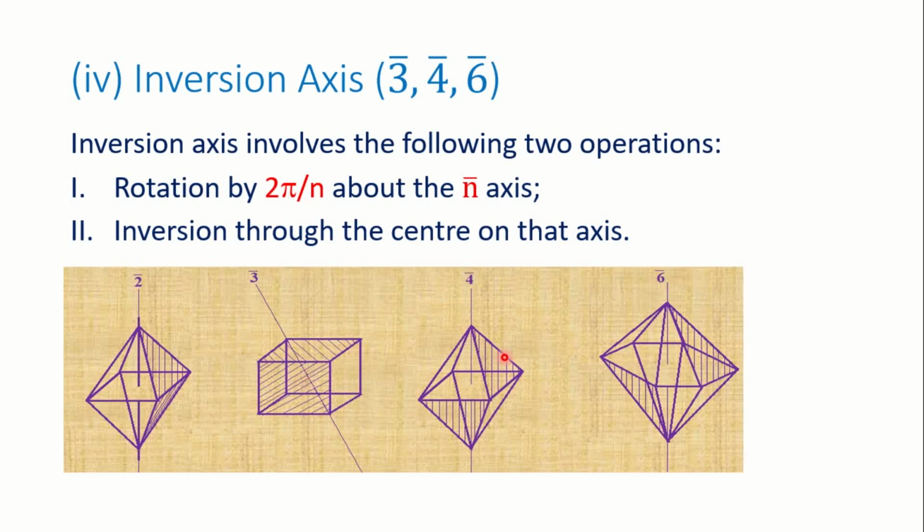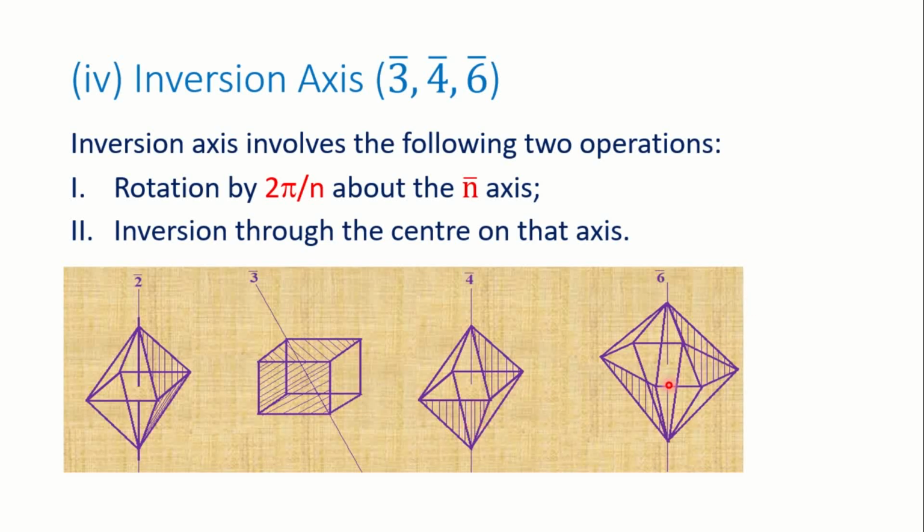Similarly, for this octahedron, this is the right top face. Okay, this is the right top face. Now rotate it by 90 degrees, because this is 4 bar. So 360 by 4 is 90 degrees. It becomes the top back face. Now after inversion through this center, it becomes the bottom front face. Okay, bottom front face. All of them are shaded well.